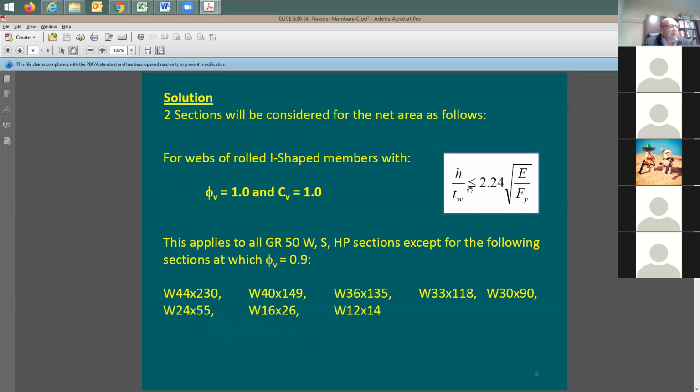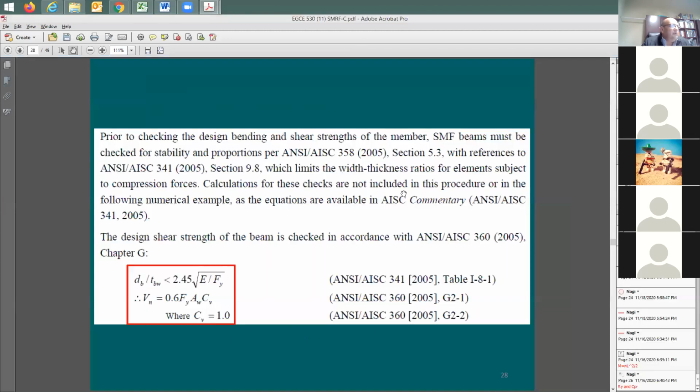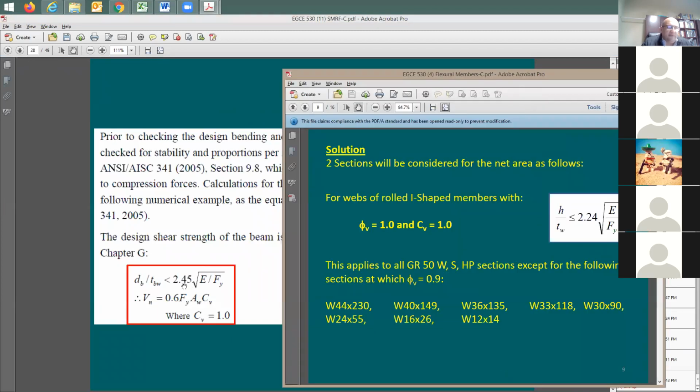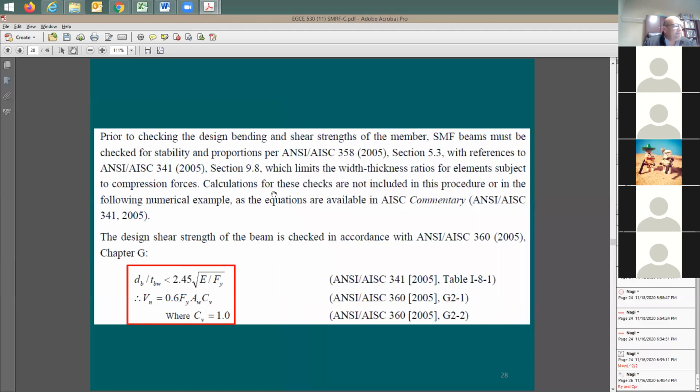So I'm going to say, okay, look at this compactness check. H over tw is going to be within 2.24. How about here? 2.45. Which one to use? 2.24 or 2.45? Let's say for gravity beams, I'm going to be using this. For moment frames, I'm going to be using this. But the same concept, there's a check. There's something there to limit the depth to the web thickness. This is going to be the bottom line. Now, H in this case is going to be the same as db, the same as depth of the beam. Here we call it H, here we call it db, it's the same, all right?